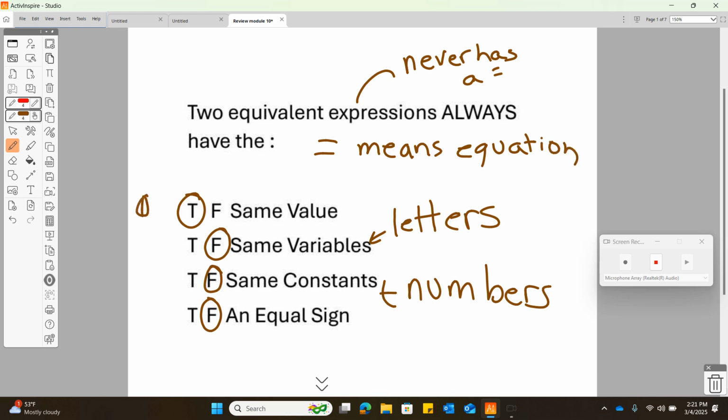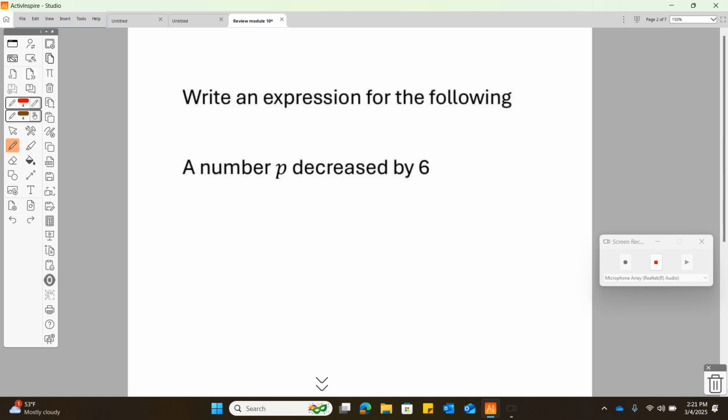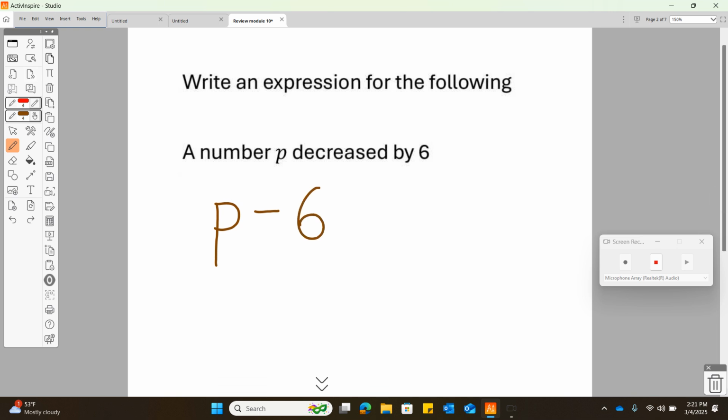Next question. Write an expression for the following. A number p. So instead of it saying like the number 6 or the number 5 or the number 2, a number p is just written as p. Decreased by means subtraction 6. Okay, so a number p decreased by 6, that's the answer.